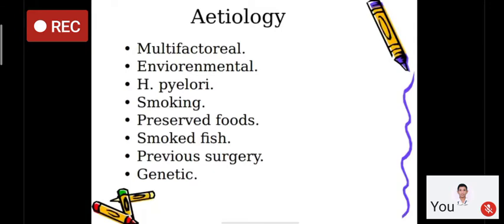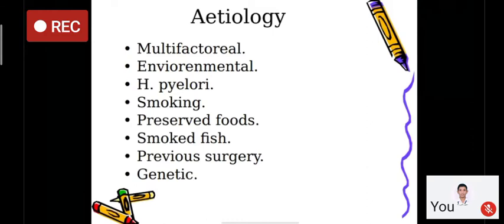Other things, smoking is definitely associated with carcinoma stomach. Preserved foods containing a lot of nitrates or various preservatives are considered one important cause of malignancy of stomach. Smoked fish: people, especially the Japanese and in Hong Kong, are very fond of smoked salmon. Smoked salmon contains a lot of nitroso compounds, which are also responsible for giving rise to carcinoma of stomach. That's why the incidence is probably high in those areas.